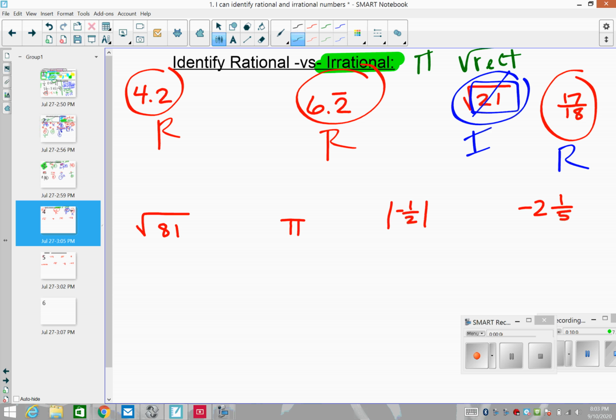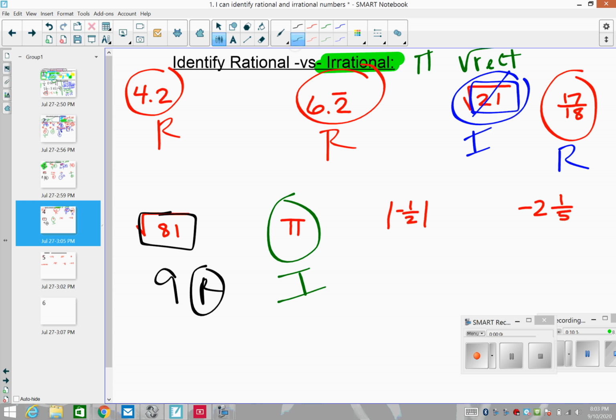Next row, let's see how you did grading your paper. I'm going to go fast because you should have tried these. This is 9, rational. Next one, is that pi? Irrational. Next one would be positive 1/2. Remember, we're just looking for the distance from 0, so it has to be positive. And that, by definition, is rational because it's a fraction.